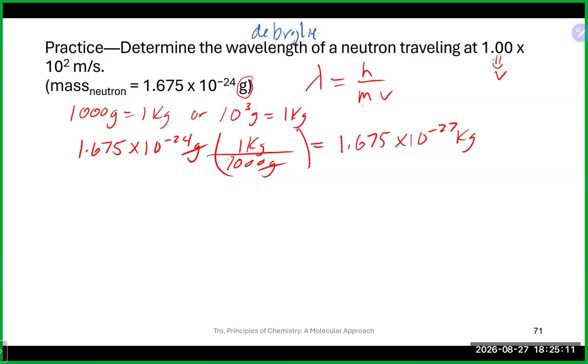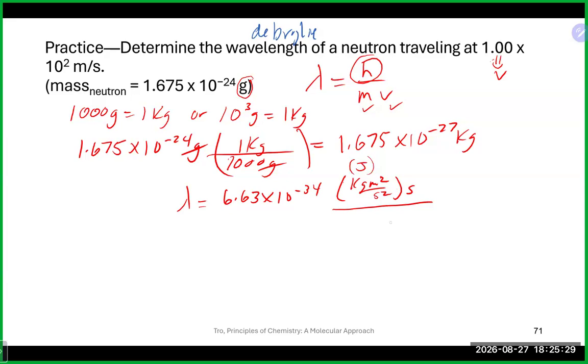Now we have our mass in the right units, our velocity in the right units, and obviously h is our constant. So we'll go with our 6.63 times 10 to the minus 34. Again, the joule part there is going to be kilograms, meters squared, per second squared, times a second, divided by our mass there, 1.675 times 10 to the minus 27 kilograms, and our velocity of 1 times 10 to the 2 meters per second.